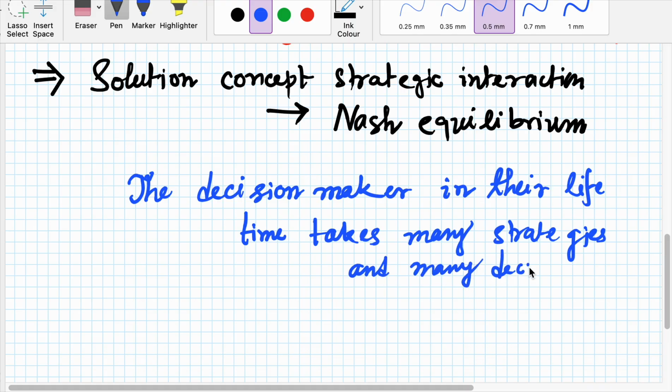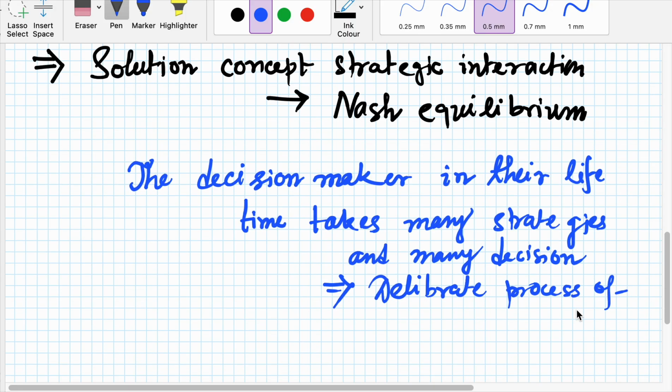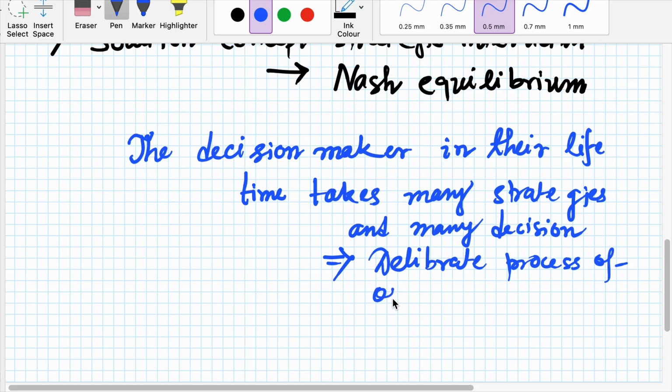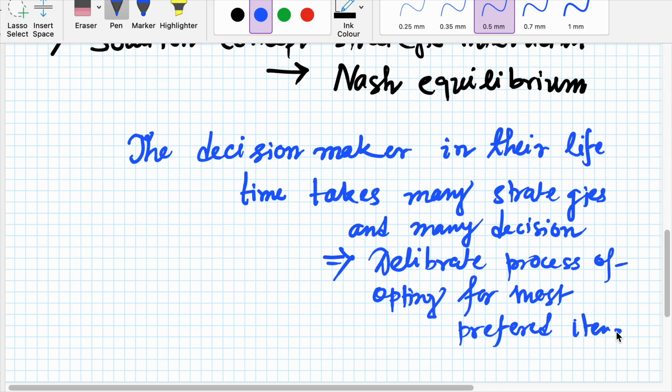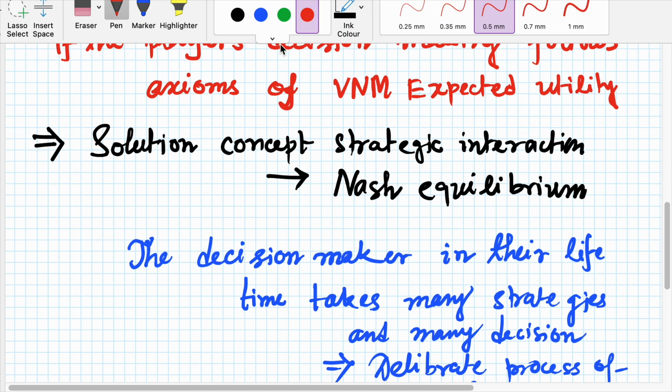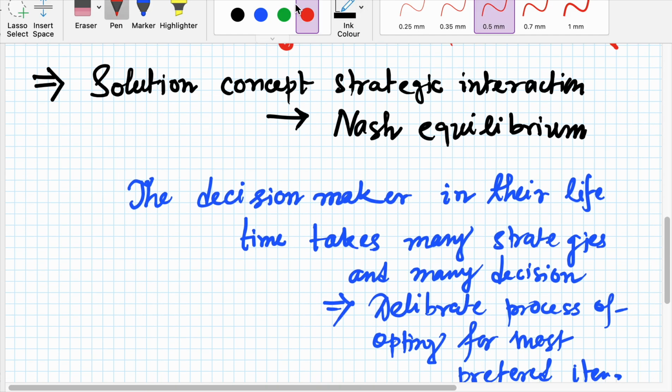Reasons, and these are the deliberate process of opting for the most preferred item. So that is for the solution concept of strategic interaction in Nash equilibrium.